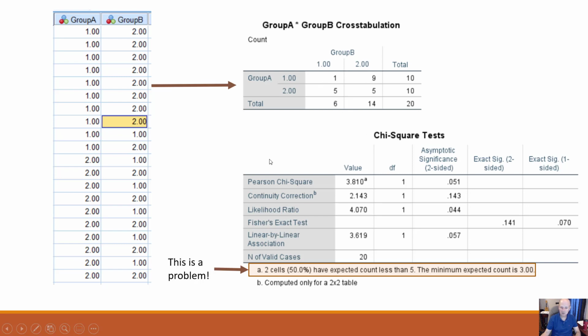When we run the chi-square test, we get these results. Look at this, 0.051. That's not significant. It's really close to 0.05, but it didn't get less than 0.05, so it's not a significant pattern. But I want to point out something down here. SPSS gives you a warning. JASP does not give you this warning. In this case, 2 cells have expected count less than 5. I want you to remember that. I'm not going to deal with it now. We're going to look at it later.